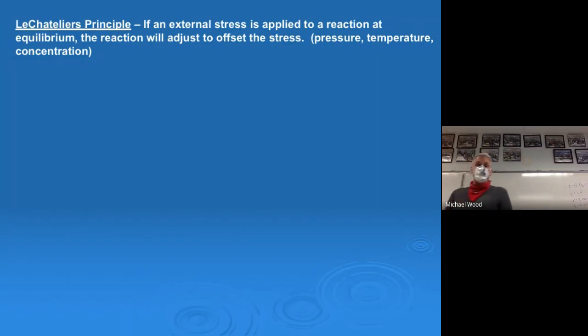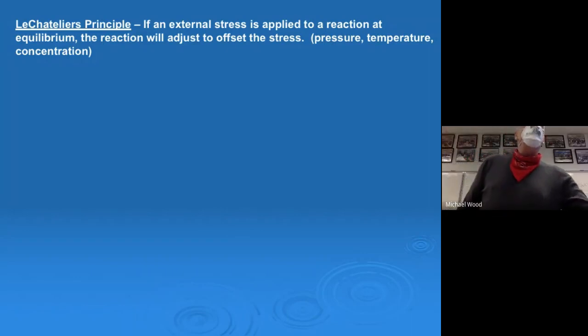LeChatelier's principle. LeChatelier was a French chemist. And what he wanted to do was use chemistry as a way to make money, be an entrepreneur. And so what he did was he found that if you could manipulate a reaction by the conditions, you could cause the reaction to shift in one direction or another.